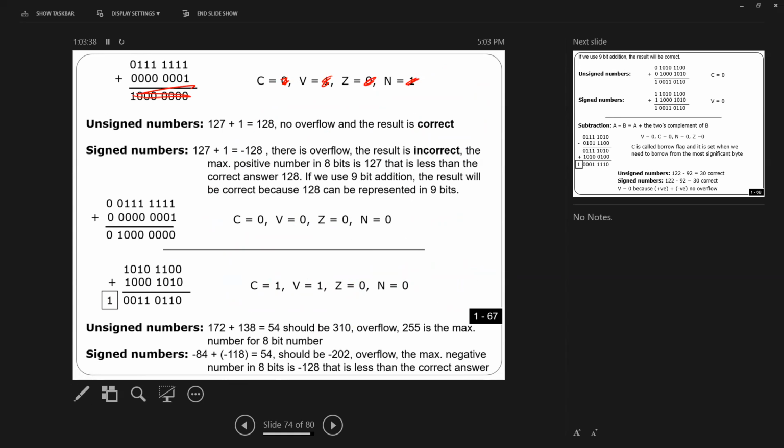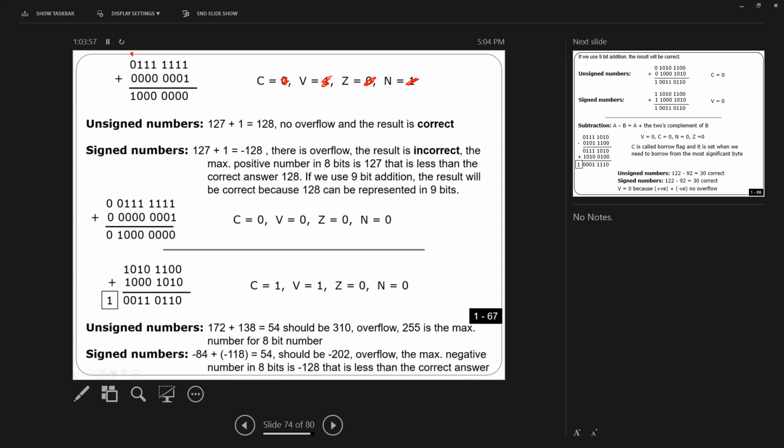Now I'm going to do addition. Again, this is just normal binary addition. 1 plus 1 is 0, and then I'm going to have 1 here. 1 plus 1 is 0, and then we have 1. 1 plus 1 is 0. We have 1 until 1 plus 1 is 0, and then we have 1 here. So this is the result I got.